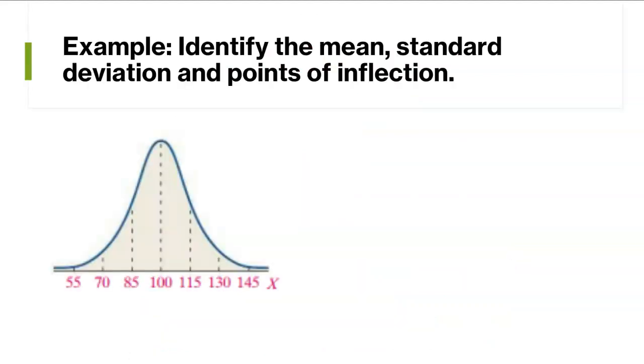So let's look at an example. Here's an example of a normal curve, and it has some data points on it. What we want to do from this normal curve is identify the mean, the standard deviation, and the points of inflection, okay? So now remember, the mean is the number that's at the highest point, which is the number directly in the middle, which is 100. So our mean here will be 100.